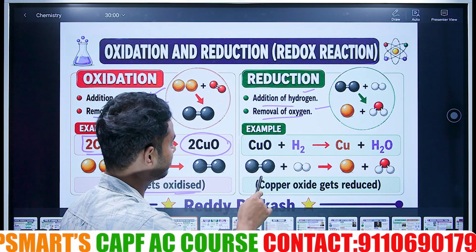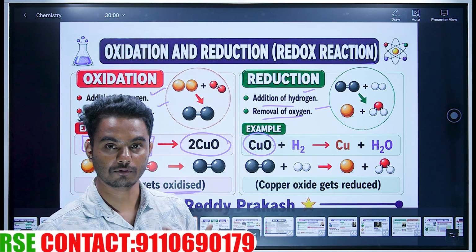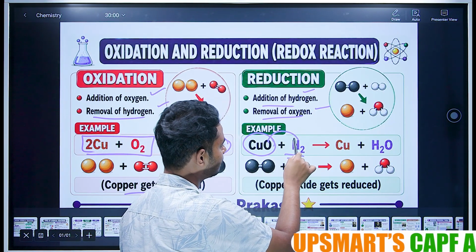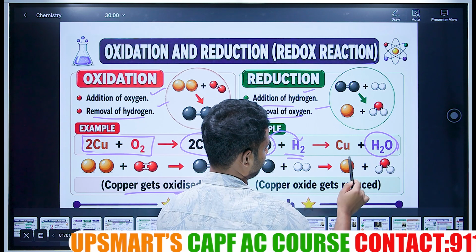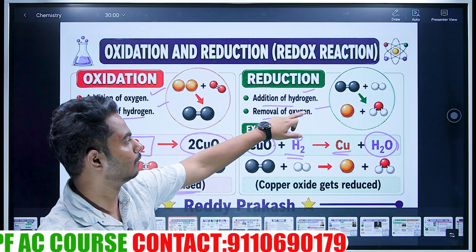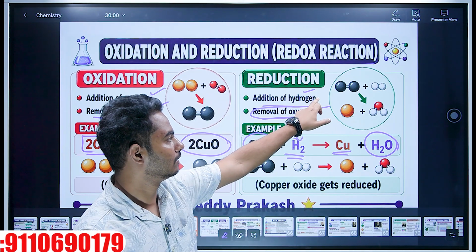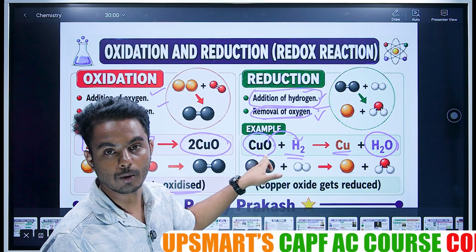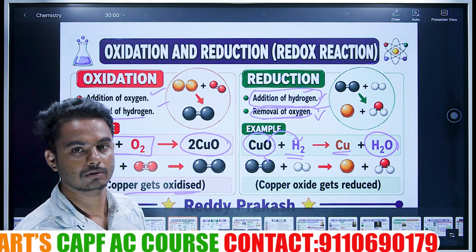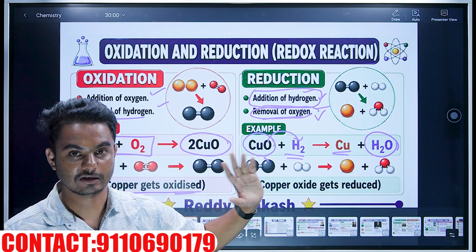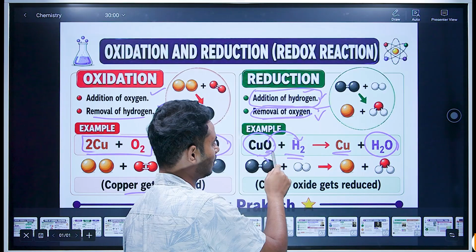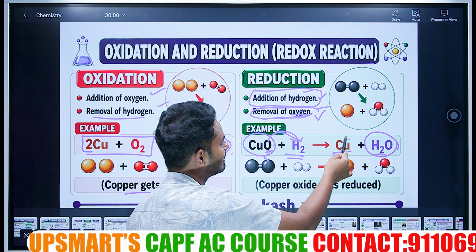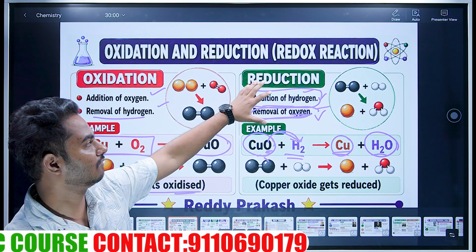Now, copper oxide is there, and you have to reduce it. To reduce copper oxide, you add hydrogen. Then that oxygen will go towards hydrogen and become water, removing the oxygen. Satisfying either one of the conditions is enough. It is not adding hydrogen to copper oxide, it is removing oxygen and making copper alone. So this is the example for a reduction reaction.